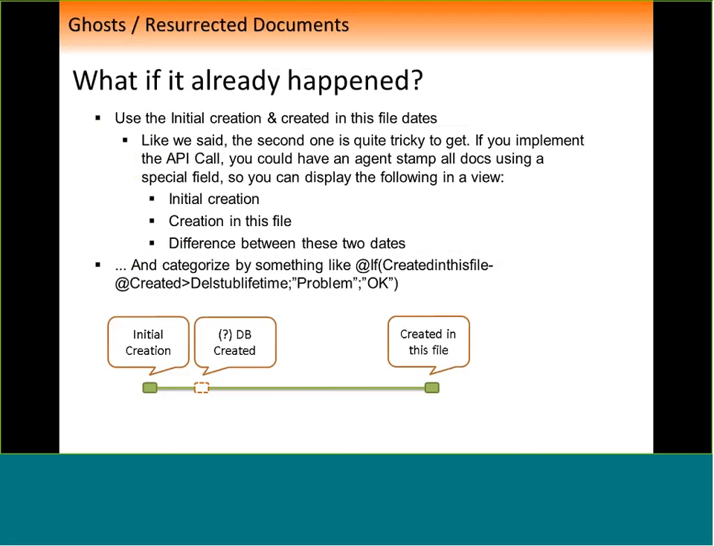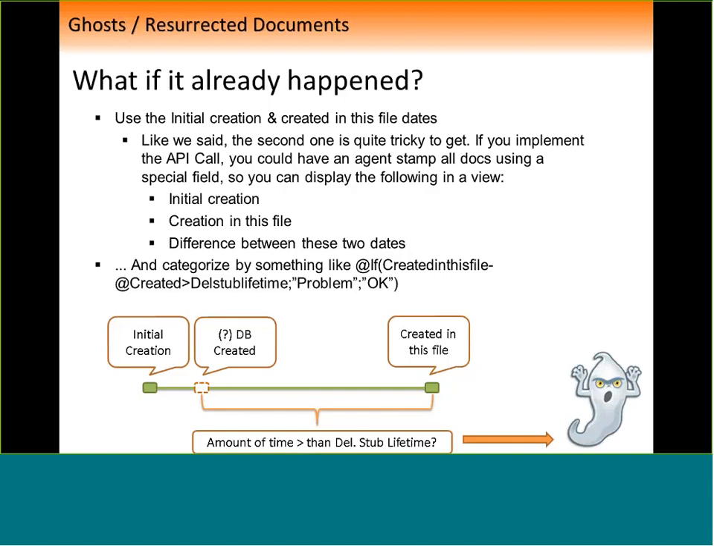So what we do in here is we're going to look at the initial creation, aka the birth date of this document, and we're going to look at the created and defined date, which will tell us when it was replicated into this database. And we take the difference between those 2 dates, and if that difference is bigger than the deletion stub lifetime, then we're running the risk of these documents actually being ghost documents. The equation is a little bit more complex than that because we also need to take into consideration the creation date of that database, but this is the basics.